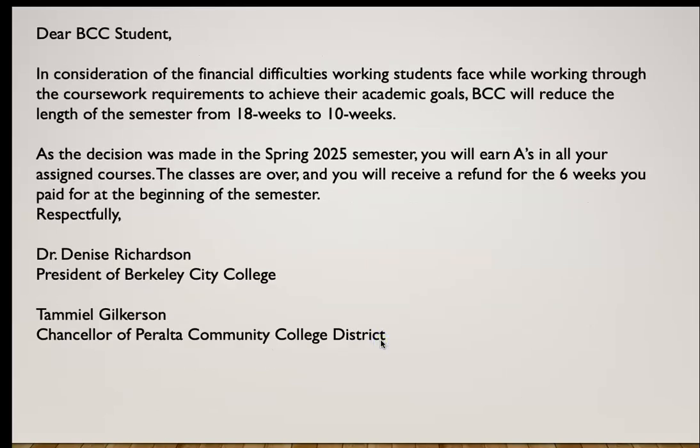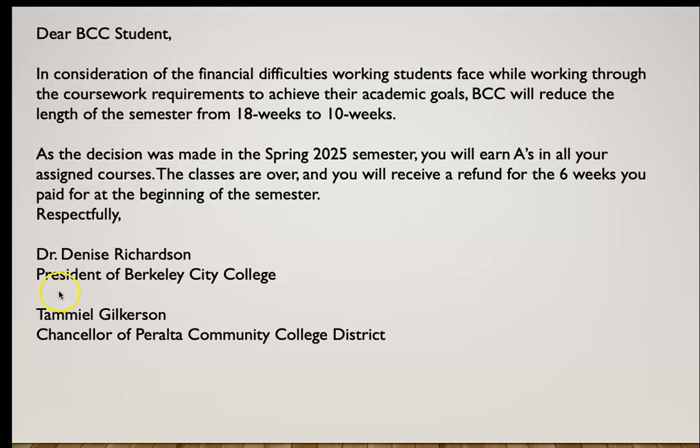So here would be one that would be a little bit more believable. It's the same letter, but notice here we have Dr. Denise Richardson, president of Berkeley City College, and we also have the chancellor of Peralta Community College District. So these are 2 very high-level administrators, and they are more likely to have the authority and the knowledge that would allow them to make the kind of email that they sent you and have you actually read that email and think of it as something true.